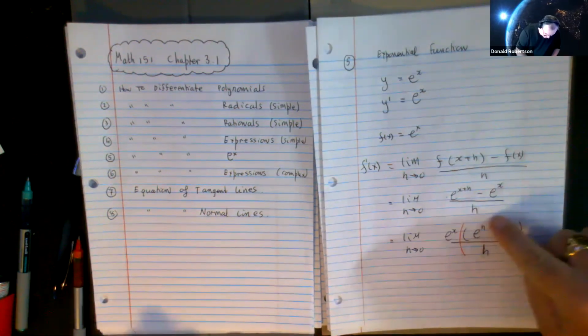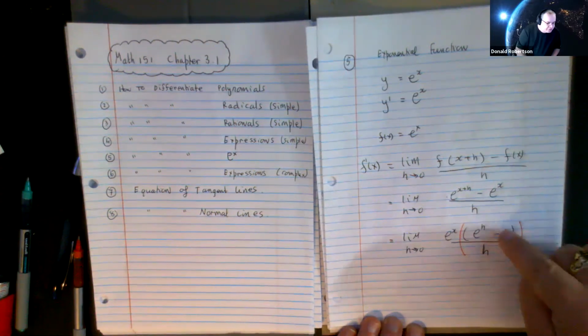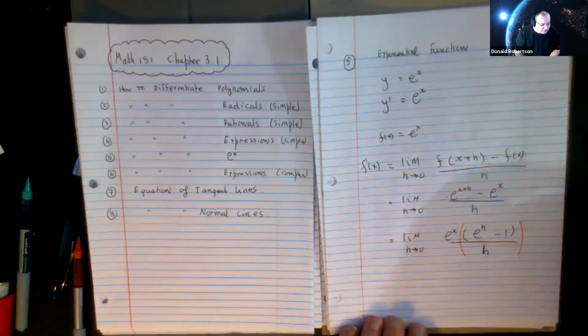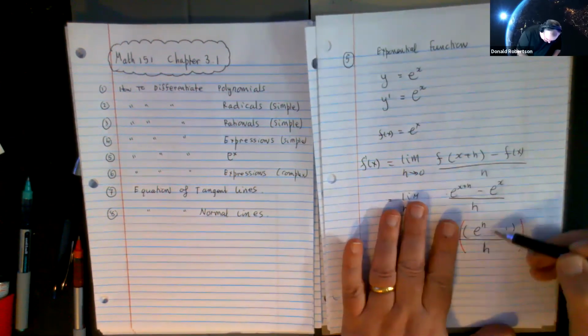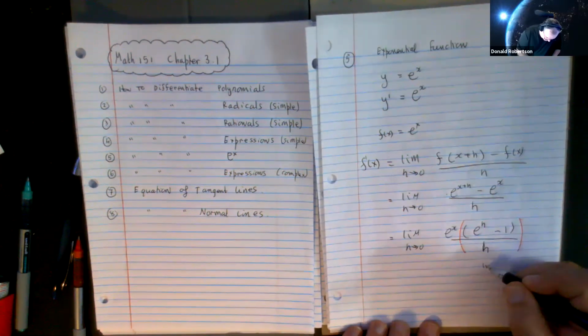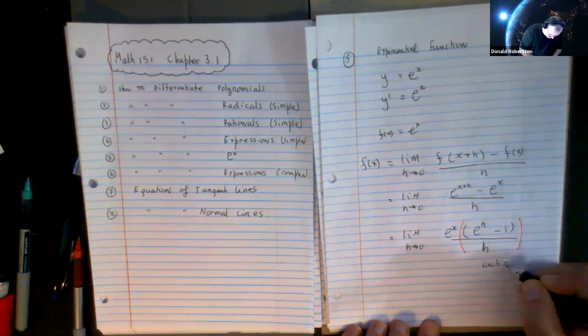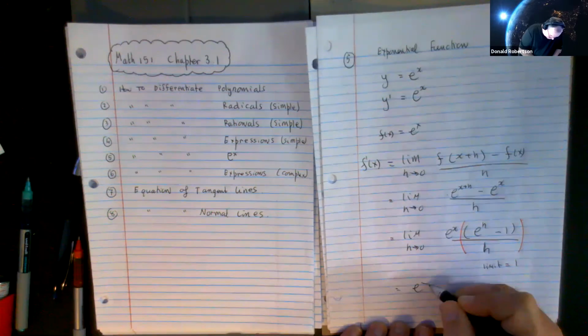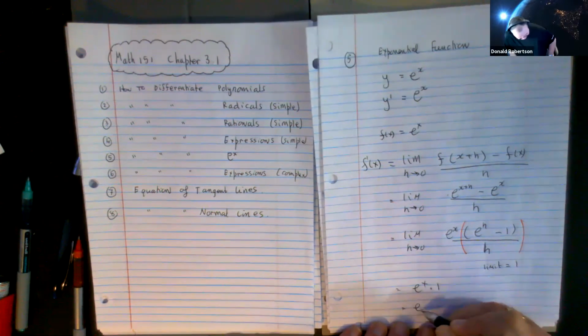See this thing here? E to the h, take away 1, all over h. See this guy here? He has a limit, and its limit is 1. So what you get is e to the x times 1. So the answer is e to the x.